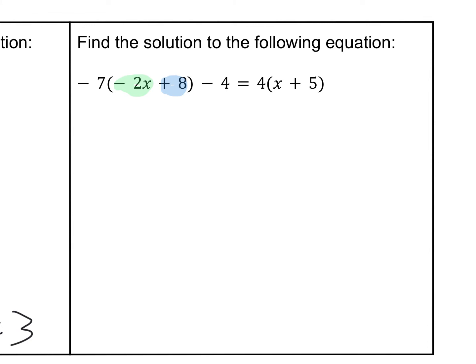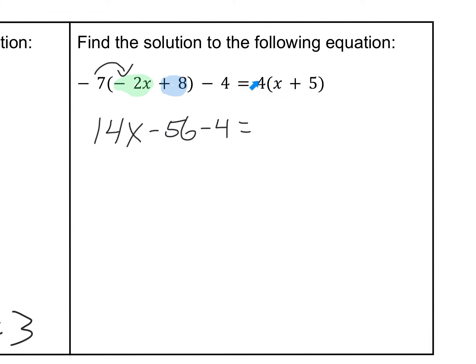So we have negative 7 times negative 2x. Negative 7 times negative 2 is actually positive 14x, because a negative times a negative is a positive. Now we have negative 7 times positive 8. Well, that's going to be negative 56. Okay. Now we just need to bring down our minus 4. Bring down our equal sign.